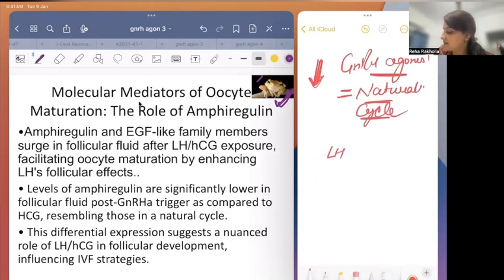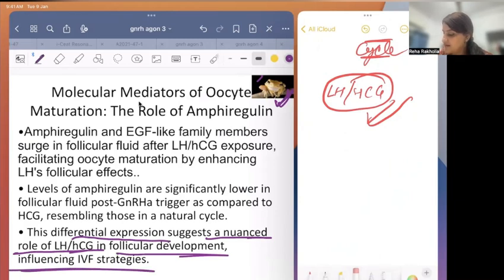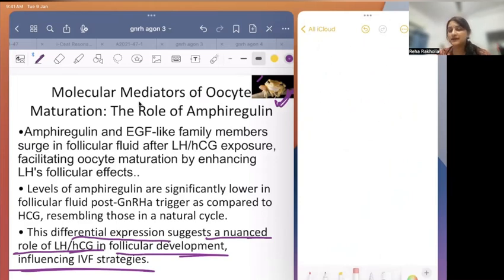So by this, we understand that LH and HCG have some complex role in follicular maturation. Then this differential expression suggests a nuanced role of LH and FSH in follicular development, influencing the strategies. We saw that amphiregulin and EGF-like family members increase after LH and HCG exposure, but decrease after giving a GnRH agonist trigger or in the natural cycle.